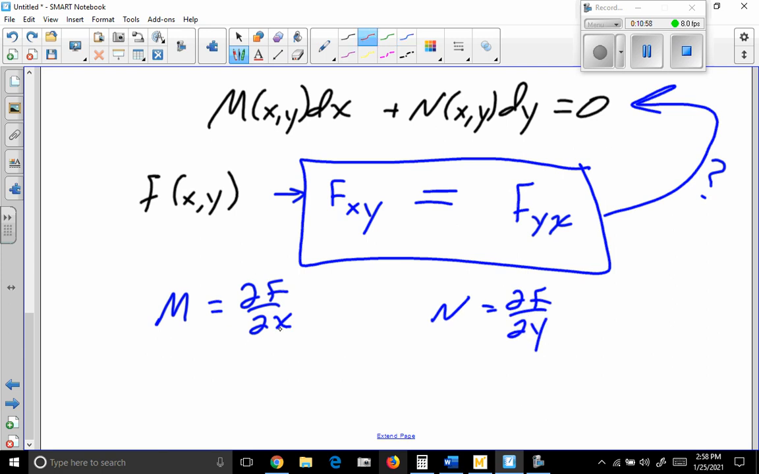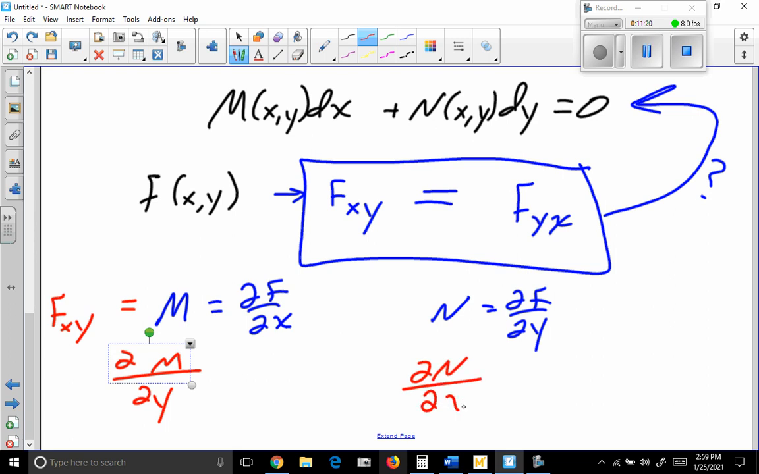So if we already have a derivative with respect to x, if we take that and take the derivative of the partial with respect to y, then this would be the derivative of f. If we take n, which is the partial of f with respect to y, and we differentiate it with respect to x, then, let me not put equal there. This would be equal.